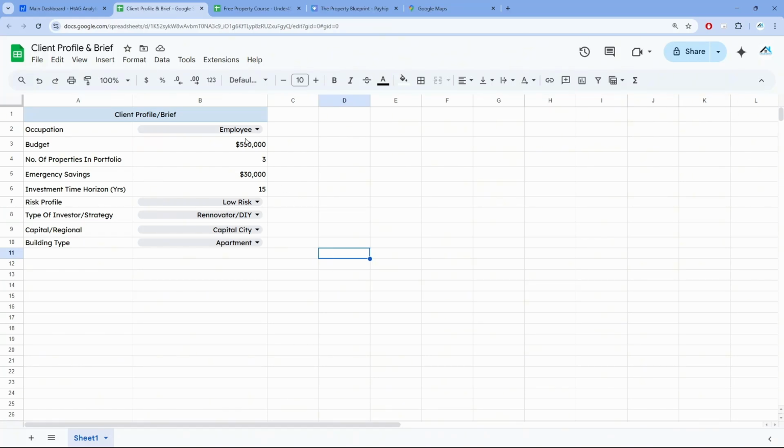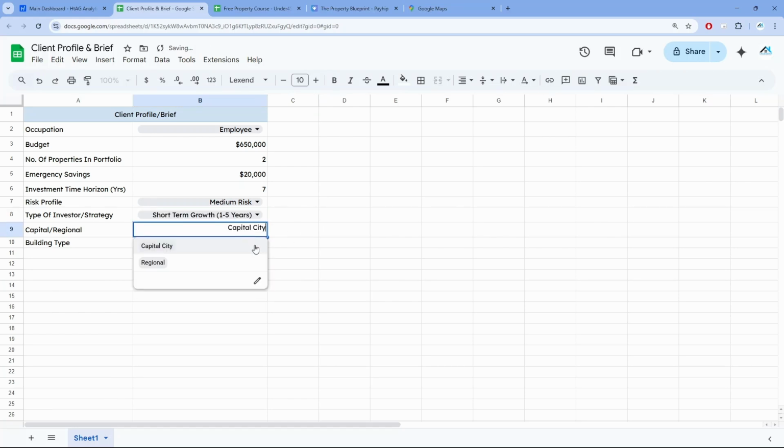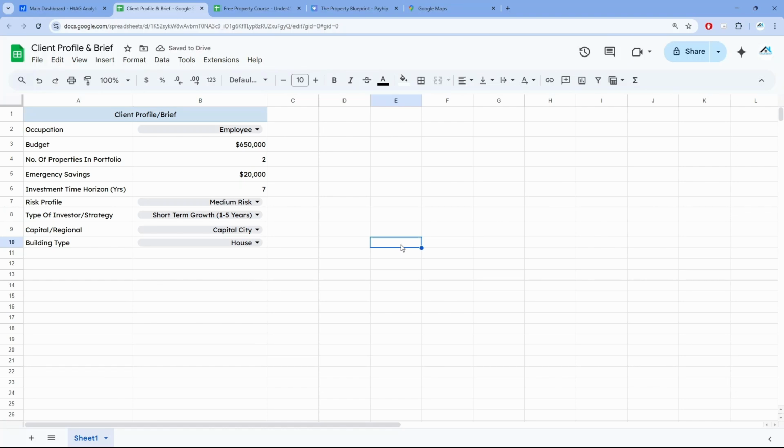A really common one is you're an employee, you usually have a $650,000 budget, you're on your first or second investment portfolio, you have $10,000 to $20,000 in savings, and you're a long-term investor of about 7 years. Your risk profile is medium risk. You want short-term growth, but you're also looking for that long-term hold, capital city, and you're looking for a house. And to be honest, this is what a lot of investment briefs look like.